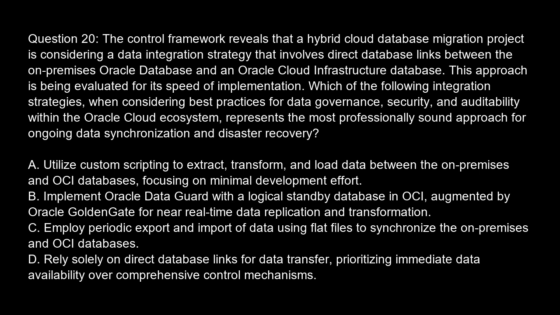Option A. Utilize custom scripting to extract, transform, and load data between the on-premises and OCI databases, focusing on minimal development effort. Option B. Implement Oracle Data Guard with a logical standby database in OCI, augmented by Oracle GoldenGate for near real-time data replication and transformation. Option C. Employ periodic export and import of data using flat files to synchronize the on-premises and OCI databases. Option D. Rely solely on direct database links for data transfer, prioritizing immediate data availability over comprehensive control mechanisms.